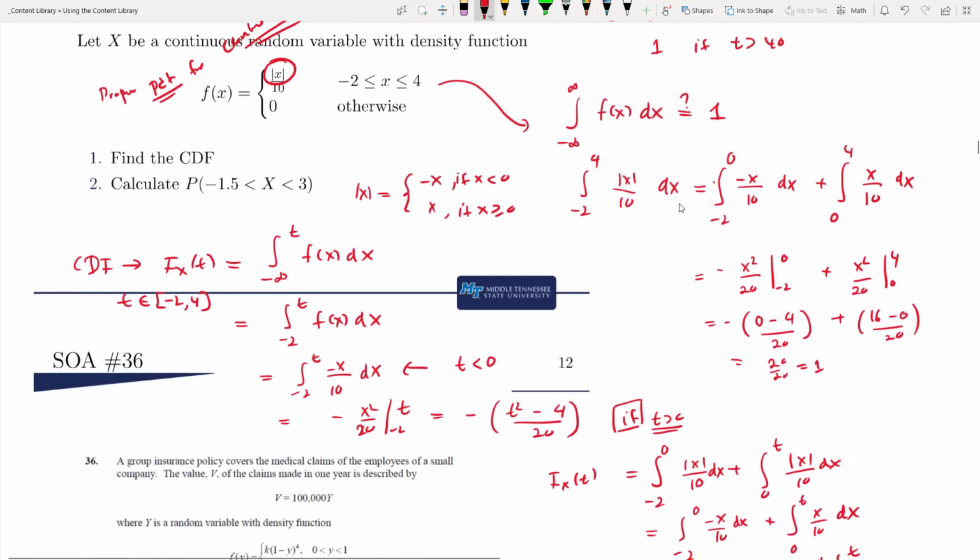Now here you can see we calculate the probability between -1.5 and 3. So we can use the formula, the integral from -1.5 to 3 of f(x) dx. Of course, you have to break it into two parts, -1.5 to 0 of f(x) dx plus 0 to 3 of f(x) dx, and you can do the integration.